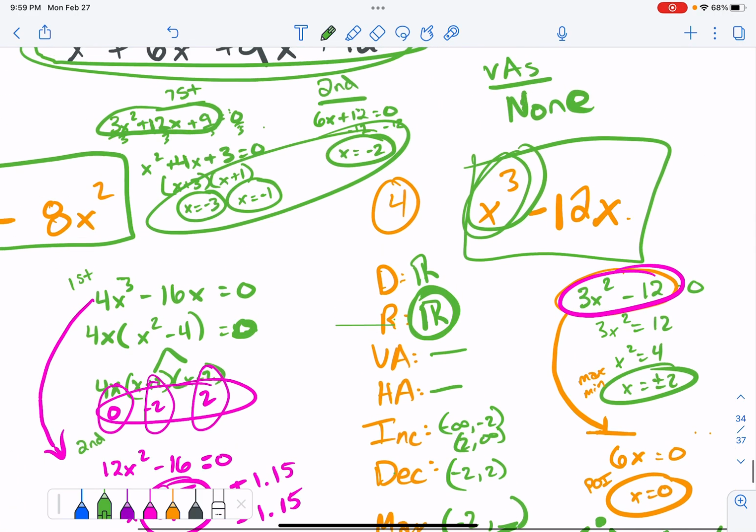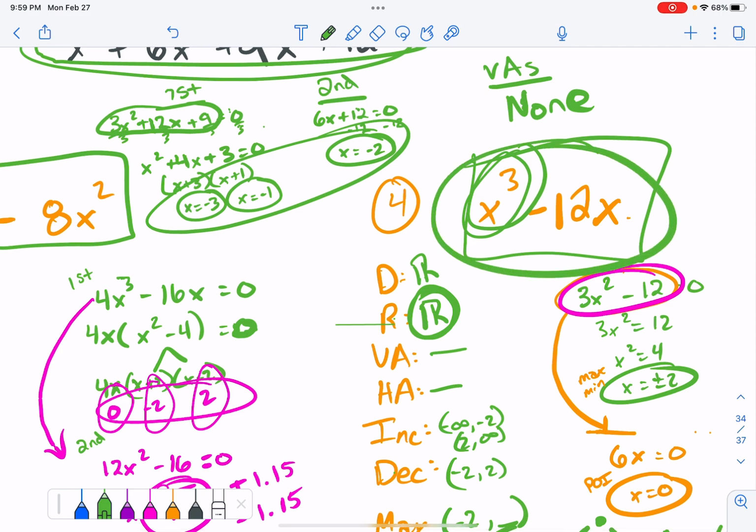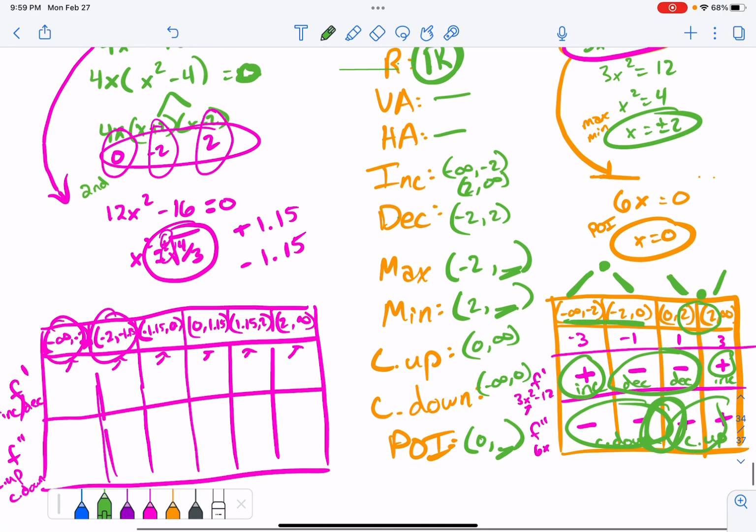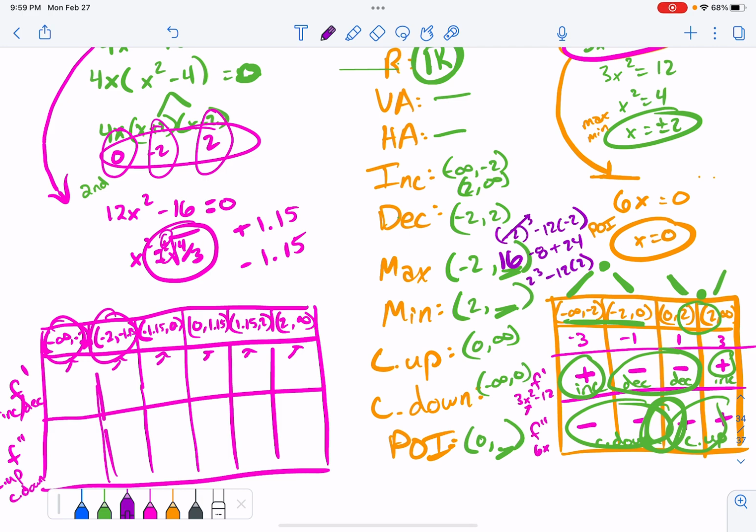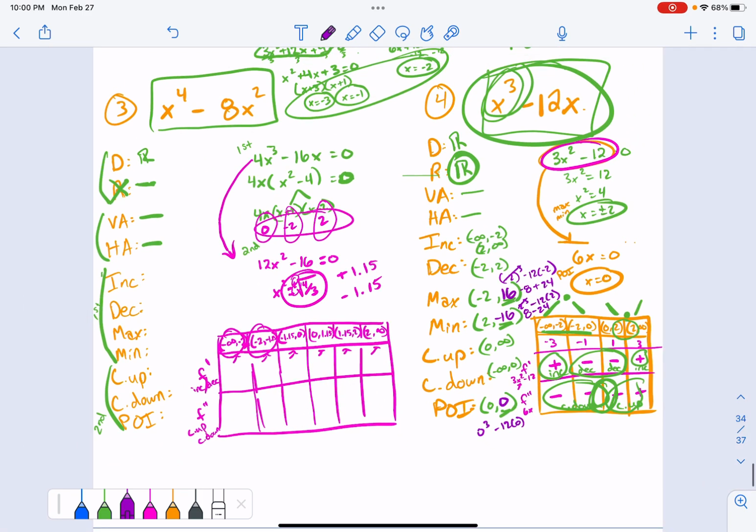To figure out those coordinates, I'm going to plug into the original function, x cubed minus 12x. Negative 2 cubed minus 12 times negative 2 is negative 8 plus 24, which is 16. Then positive 2 cubed minus 12 times 2 is positive 8 minus 24, which is negative 16. If I plug 0 in, 0 cubed minus 12 times 0 is 0. So there's all my stuff. That was a lot nicer.